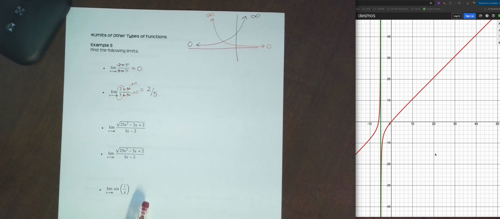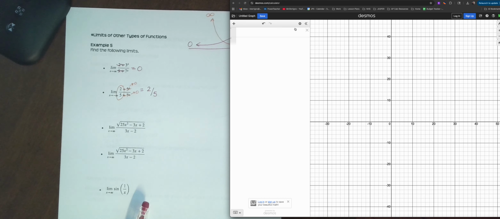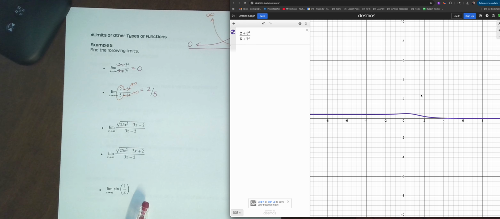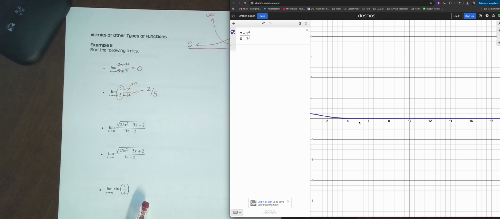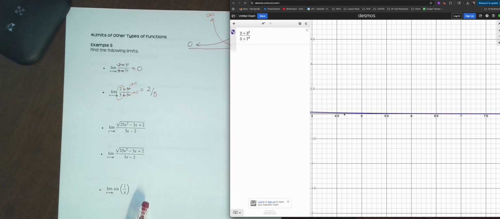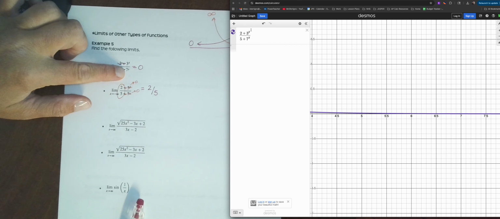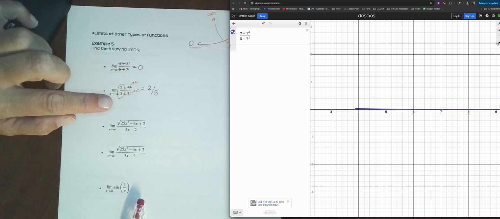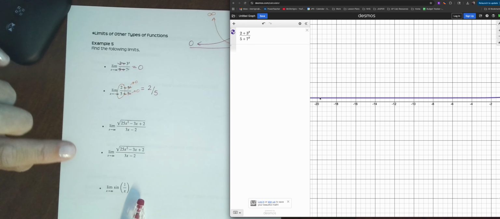I want to prove it to you. So that function was 2 plus 3 to the power of x over 5 plus 7 to the x. Okay, hard to see. Let me see if I can zoom a little bit. So the right side of the graph, you have an asymptote at 0. This thing is approaching the x-axis, and that's what we said, right? Asymptote at 0. But the left side of the graph is approaching something different.